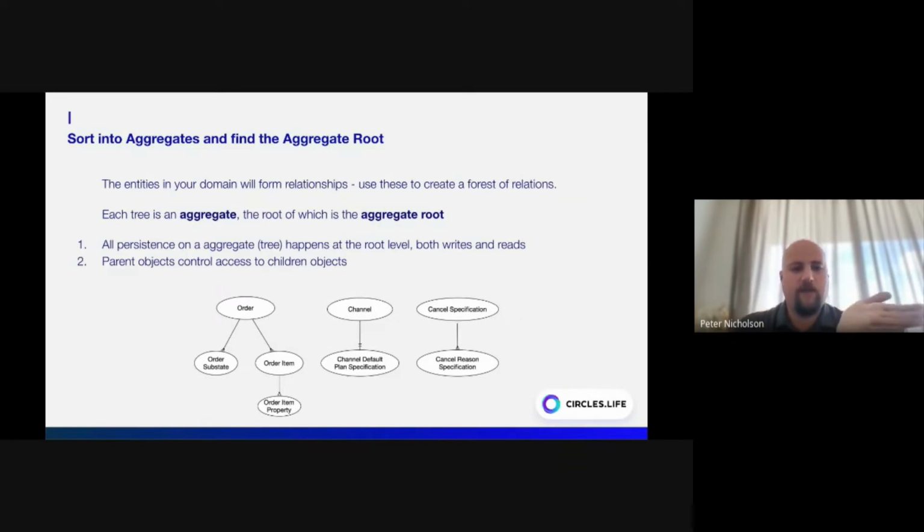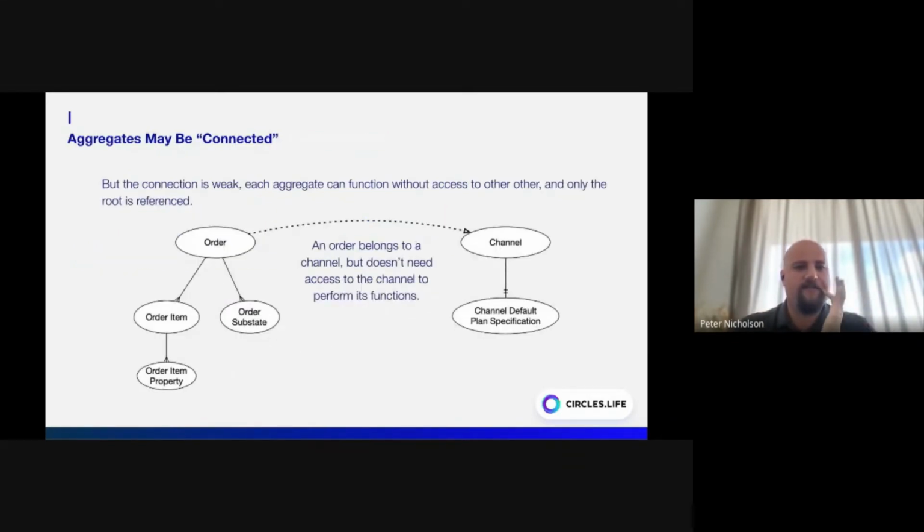Now, there's naturally going to be some kind of connection between these aggregates. And when that happens, other aggregates can hold what I call a weak reference to another aggregate root. In this case, an order is going to have the name of the channel it belongs to. But the order can't access the channel. Something that's controlling the flow of logic would have to ask the order for the channel name and then use that channel name to figure out what channel that order belonged to. And that's important because though orders are related to channels, they don't belong to channels. That's not an important aspect of the order.